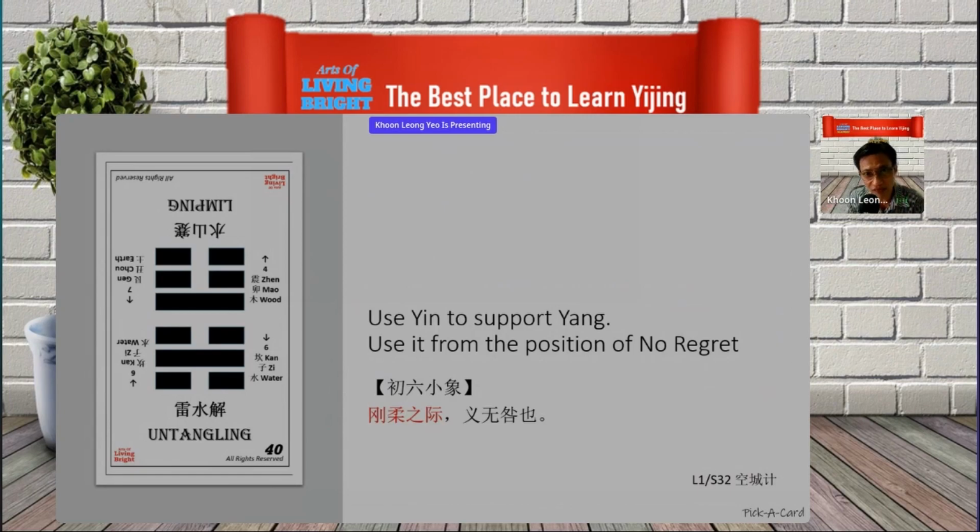You get my point? If you can flip the situation over, good for you, bonus. If you cannot flip over, please don't regret your decision to use this stratagem. Basically, this is what it means. 无咎，亦无咎也. So when you come across hexagram 40, untangling, you can straight away relate to 空城计.